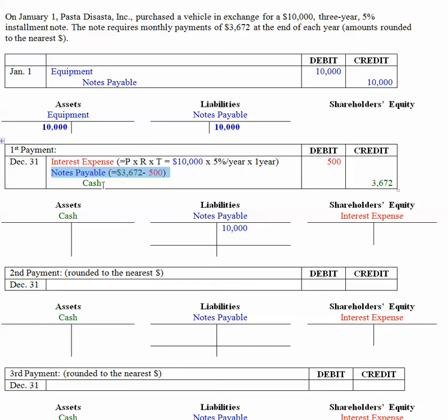So the amount that is helping to reduce your liability here is the $3,672 payment, minus the $500, which will give you $3,172. So now, when you post these, you're going to have your cash going down, credit cash. You're going to have your interest expense. That's the second step. And then the difference, to balance your entry out, is a debit to notes payable. So now you can see our balance, or how much of somebody else's money they have use of for the next year, is now lowered to $6,828.